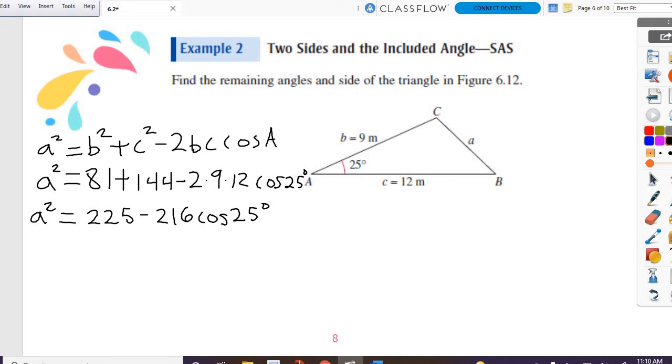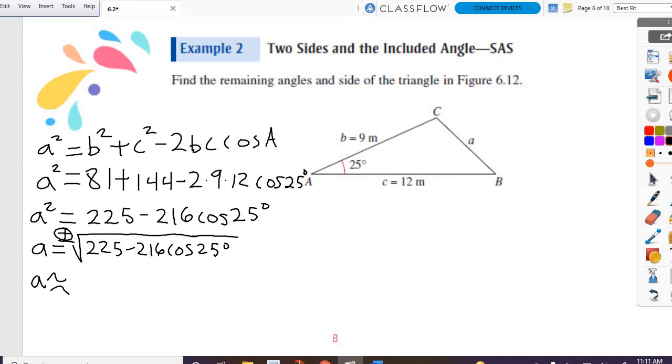Okay. So how do I solve for A then? Square root it. So I have the square root of 225 minus 216 cosine of 25. What do we technically have to put when we take square roots? Plus or minus. I have a triangle though. That's the side of a triangle. Can the side of a triangle be negative? No. So we have to choose the positive one. Do we need to put that then? No. I'm just putting it to show that that's technically what we had to do there. We're just choosing the positive one.